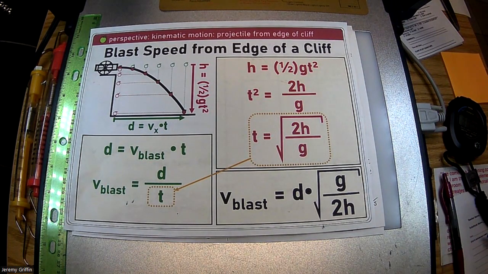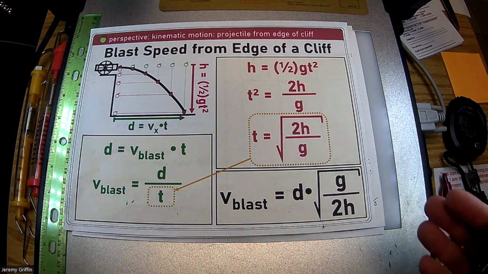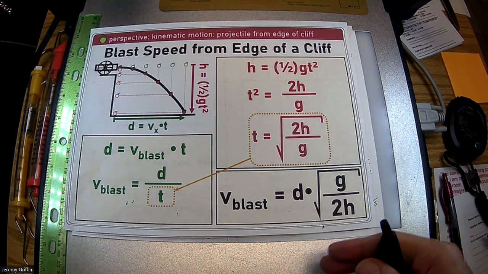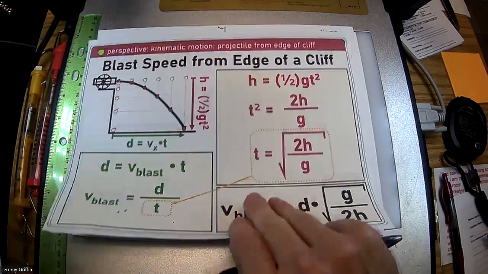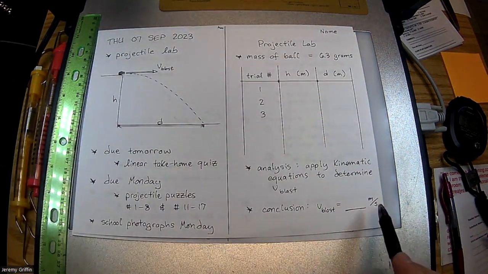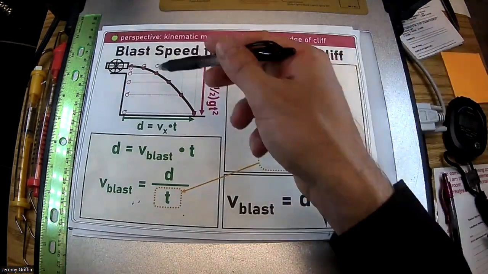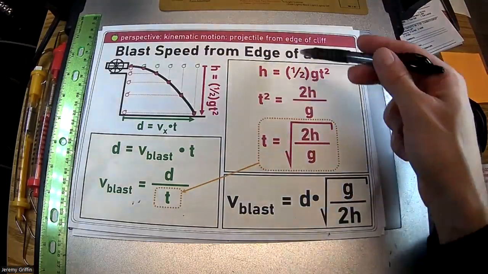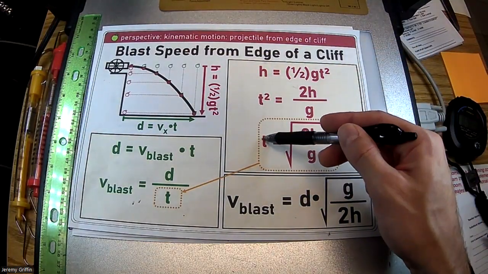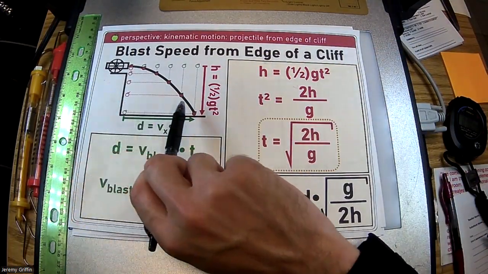Good. Now, of course, you guys would just come up with a number. I'm just looking for a number of meters per second. Your conclusion is going to be the blast speed must be so many meters per second. So, for example, let's do an example. Suppose the height was 5 meters exactly, which makes the time of fall 1 second. Okay, so got that. And suppose it went out.